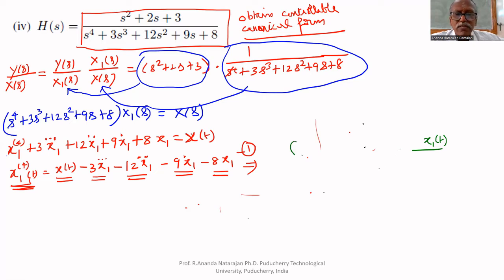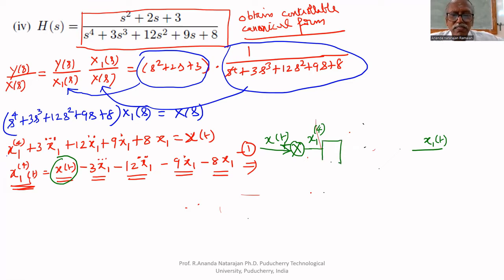If we assume x1 of t is available, we are going to give x of t as input because it is a plus sign. And let us assume that the fourth derivative of x1 is available.